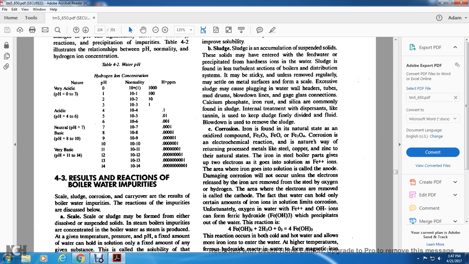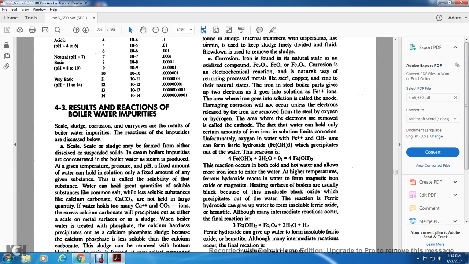The fact that water can only hold certain amounts of iron in solution limits corrosion. Fortunately, oxygen and water react with Fe2+ and hydroxide ions to form ferrous hydroxide, which precipitates out of the water. This reaction is known as 4Fe(OH)2 plus O2 plus 2H2O equals 4Fe(OH)3, or ferric oxide.